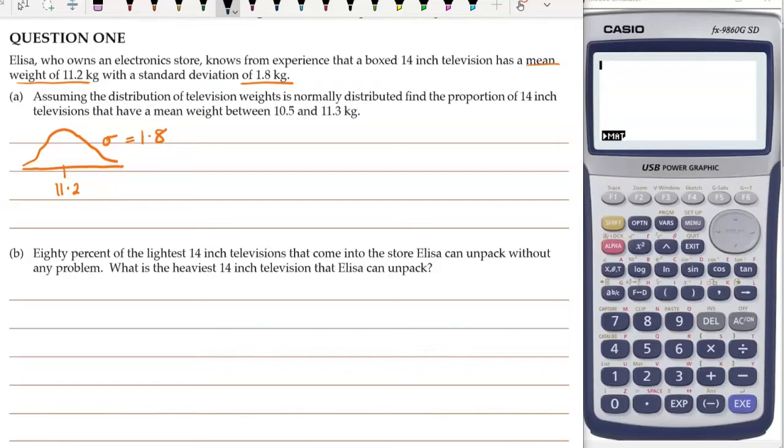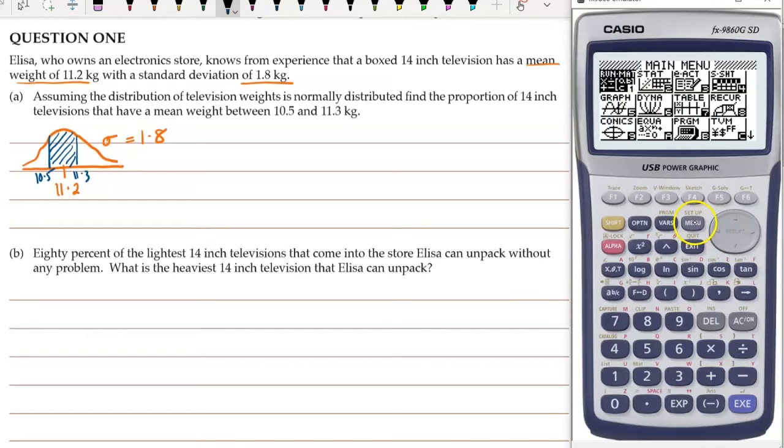So let's mark on 10.5 and 11.3, something like this. It doesn't have to be accurate on your drawing, but I do recommend you draw a picture every single time so you can see what you're doing. We need the proportion that's between 10.5 and 11.3. So we go over to the graphics calculator.